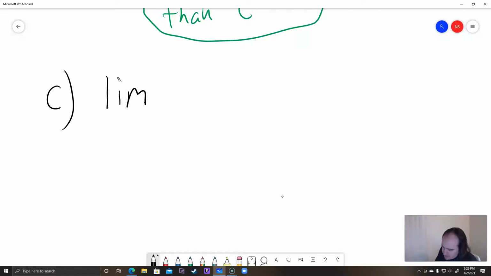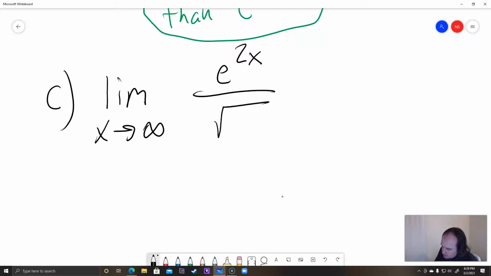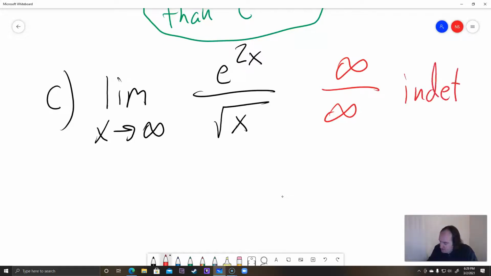And we're going to do an infinite limit. So the limit as x goes to infinity of e to the 2x over square root of x. So what we can do here is, if we plug in infinity, we're going to get infinity on the top and infinity on the bottom. So we get infinity over infinity, which is indeterminate, which means we need to go ahead and use L'Hopital's.